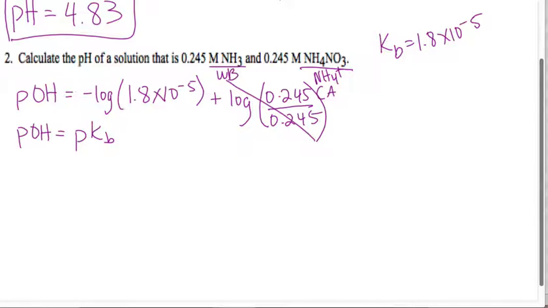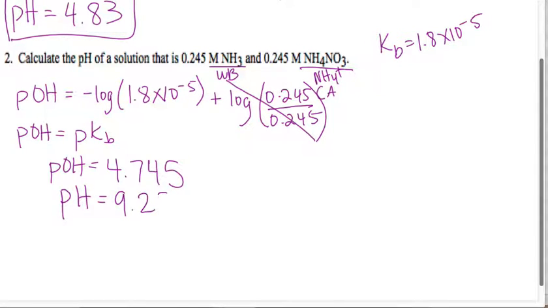But go ahead and solve pOH. And is that what we're looking for? I need one more decimal place. 4.745. Okay, and then what's our pH? 9.255.